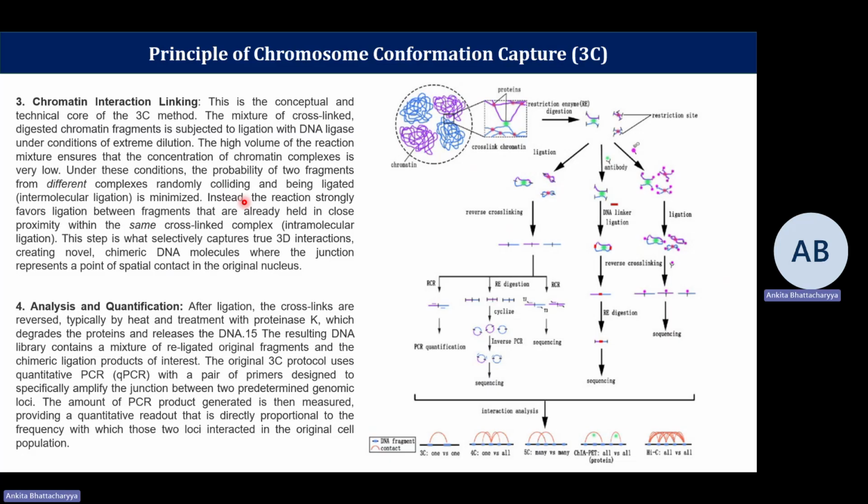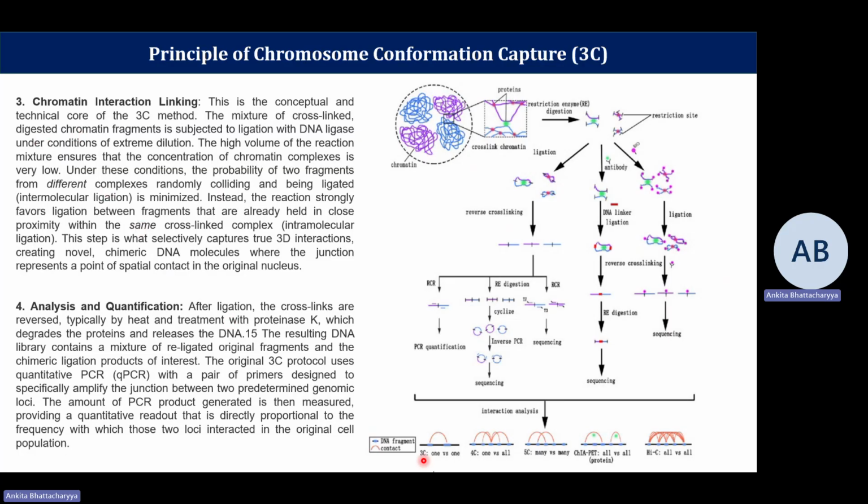The original 3C protocol uses the qPCR method with a pair of primers, which specifically amplify the junction between these predetermined genomic loci. Then how much PCR product is generated can be quantified, and that should be directly proportional to those loci that had interacted in the original cell population. So this is a schematic representation of pretty much the same. I'm not going over it.